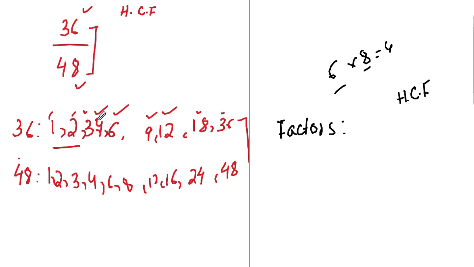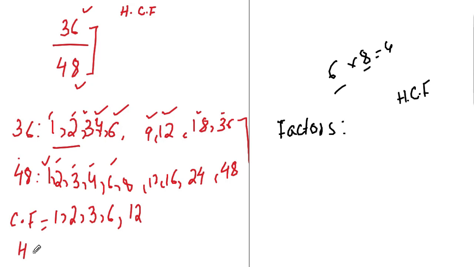Now we are going to write here common factors. CF means common factors. 1 is a common factor. Then 2 is a common factor. Then 3 is a common factor, then 4 is a common factor, then 6 is a common factor, which both numbers have. Then we have 12 as a common factor. I think there is no number left which is a common factor of 36 and 48. So this is done with common factors.